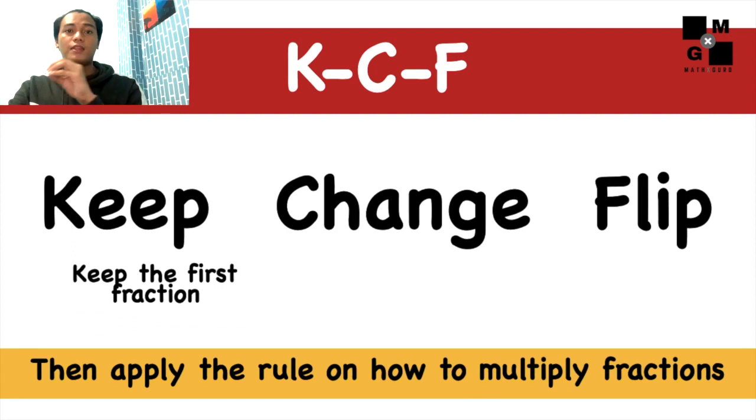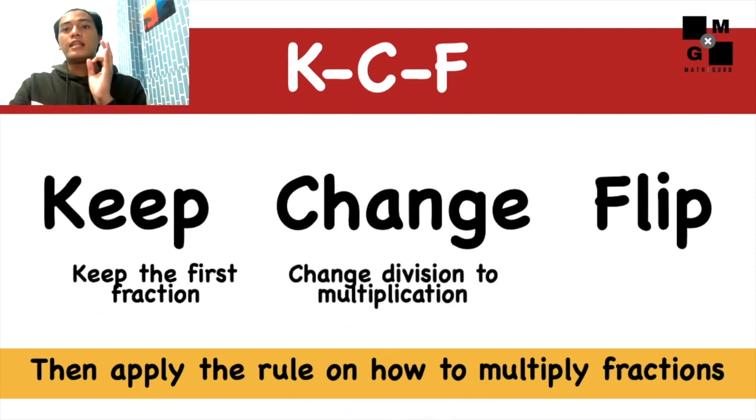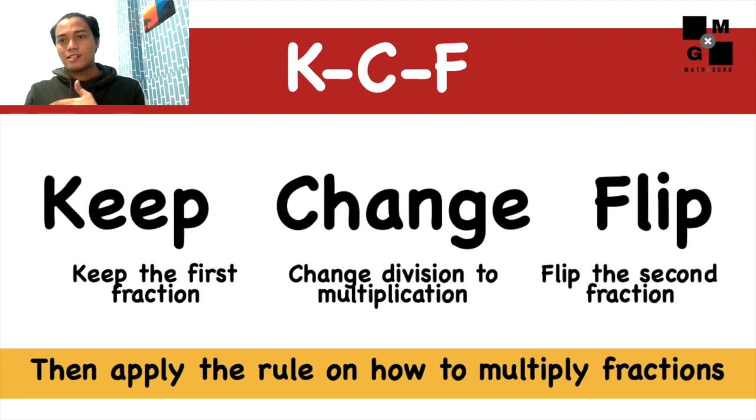Keep means keep the first fraction, meaning you will just copy. Then change division to multiplication. So instead of doing division directly to a numerator to numerator or denominator to the denominator, what you need to do is to multiply them. Okay, and then the last one is flip. You have to flip the second fraction, or what we call reciprocal.